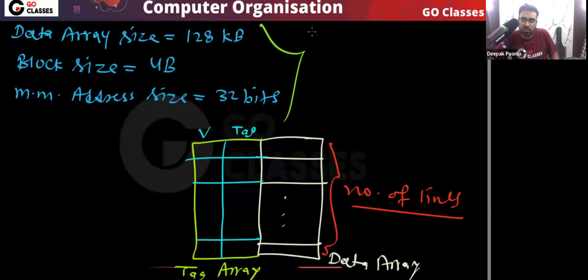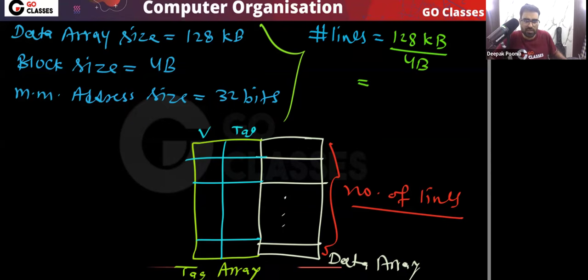So first we need to find the number of lines. What will be the number of lines? That will be equal to the data array size, or I can say the cache memory size, divided by the line size. Line size is equal to block size, that is 4 bytes. So this is basically 2 power 17 divided by 2 power 2, that is 2 power 15. These many lines are there.